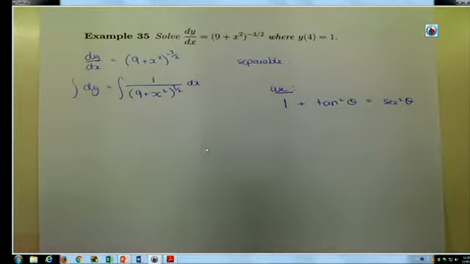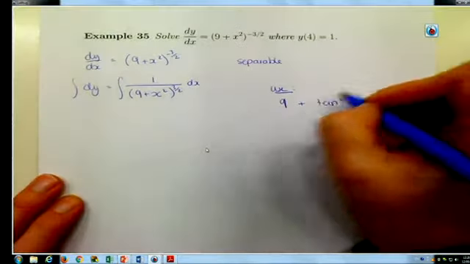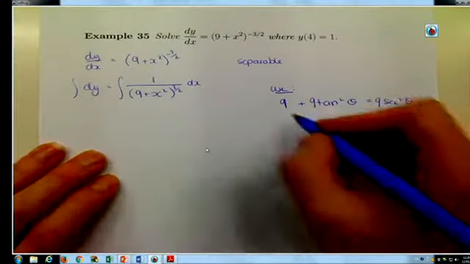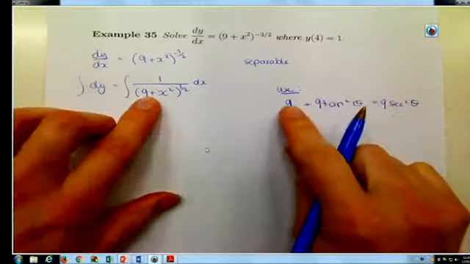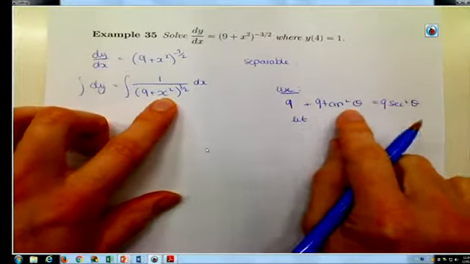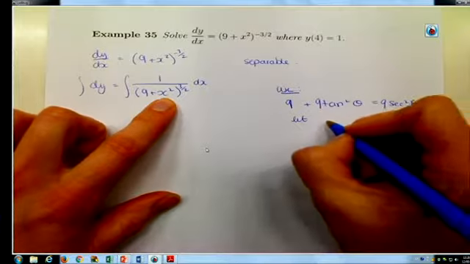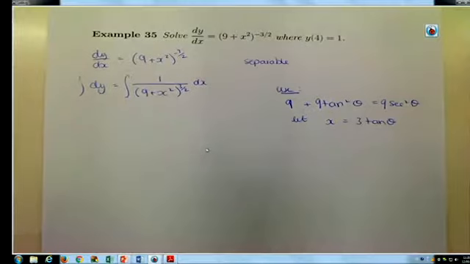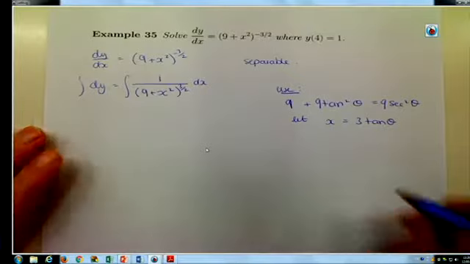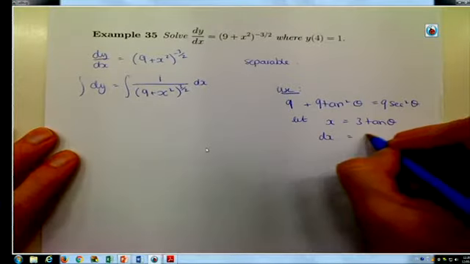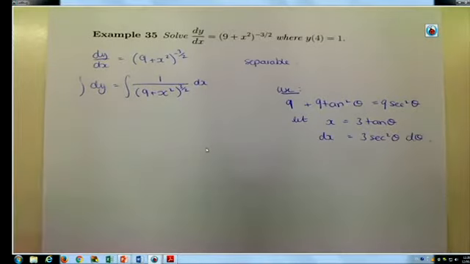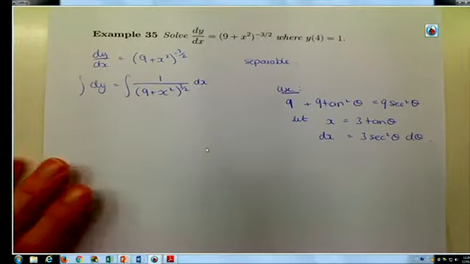But we don't have a 1 plus, we've got a 9, so I'm going to multiply this all the way through by 9. Now, the 9s match, the plus matches, that means the x squared must match this thing here. So x is going to be 3 tan theta, because when you square the 3, you're going to get the 9. Make sure you pay attention to that. dx is 3 sec squared theta d theta. So you have to change the dx as well, from dx to d theta.